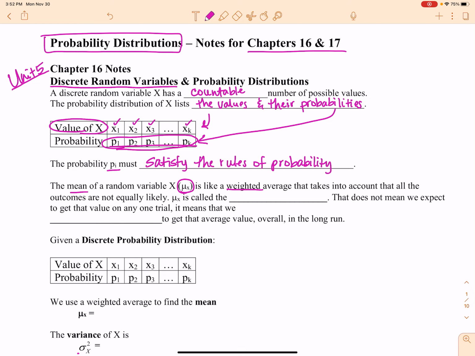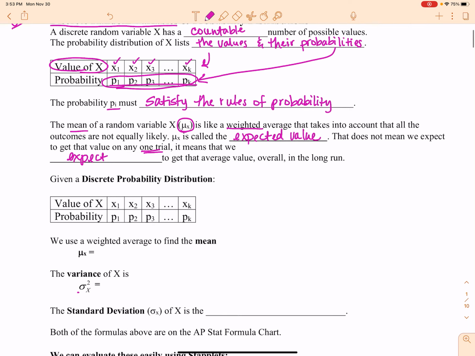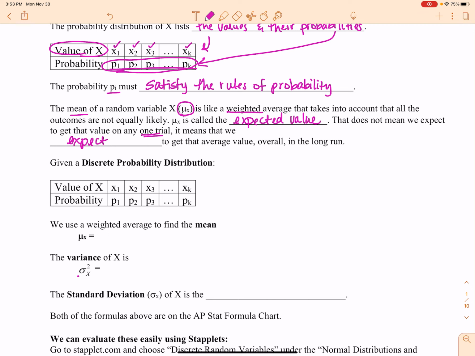Okay, so the mu is called the expected value. That's what we call it. And that does not mean we expect to get that value on any one trial. It means that we are going to expect that average in the long run after a lot of samples are taken. So keep that in mind. That will come out again when we're looking at some more examples, etc., etc.